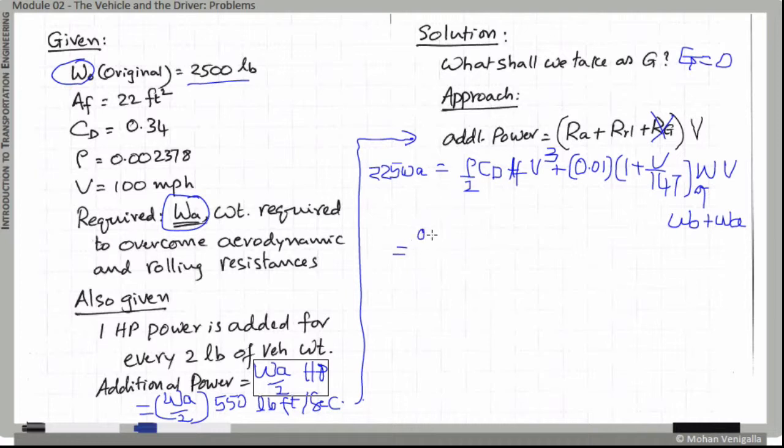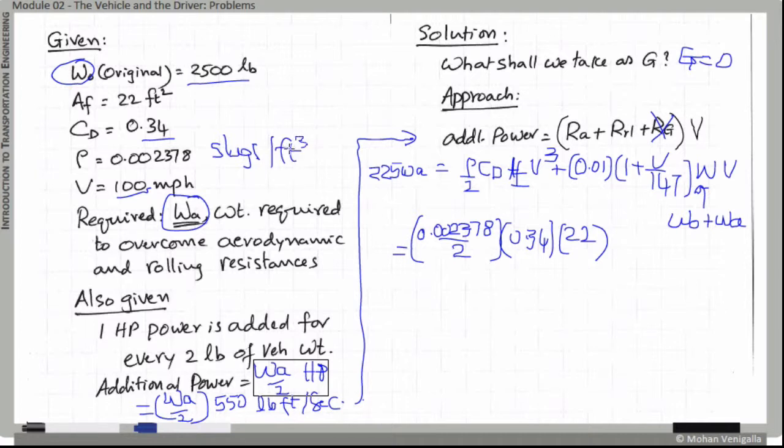Let's write it out. Rho over 2 is 0.002378 divided by 2, multiplied by the CD value of 0.34 and the AF value of 22, and V cubed. Remember, rho is in slugs per cubic foot and area is in square feet, so you have to convert velocity into feet per second. The conversion from miles per hour to feet per second is 1.47 times 100, raised to the power 3.